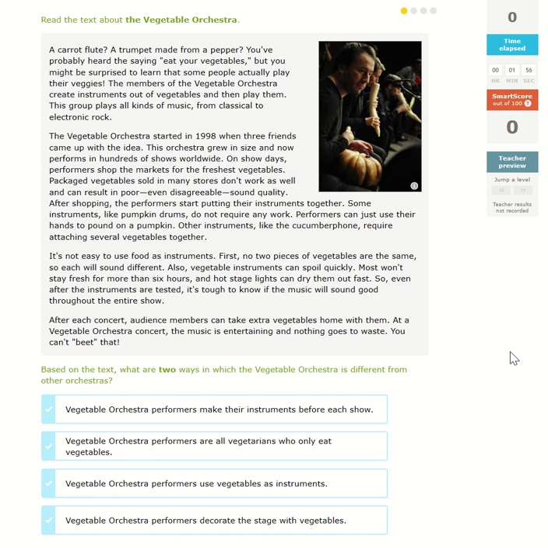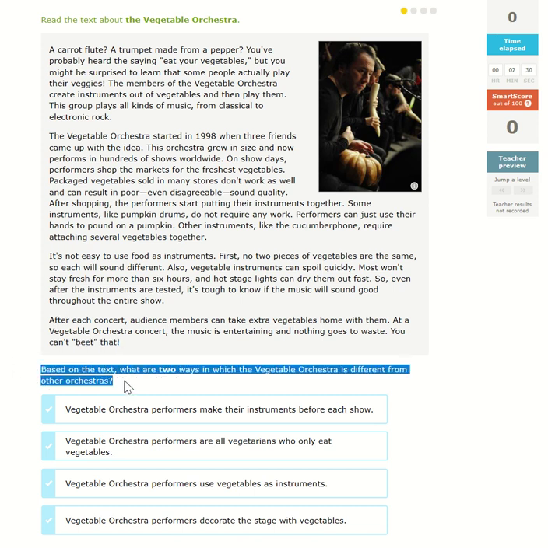When we have questions to answer, what is the first step that we do before we even read the text? I'm going to pretend like you're answering. Say the answer if you know it. Yes, class. We read the question first and we read the possible answers, okay? And so we're going to do that. So down here, well, first of all, it says read the text about the vegetable orchestra. I wonder what a vegetable orchestra is.